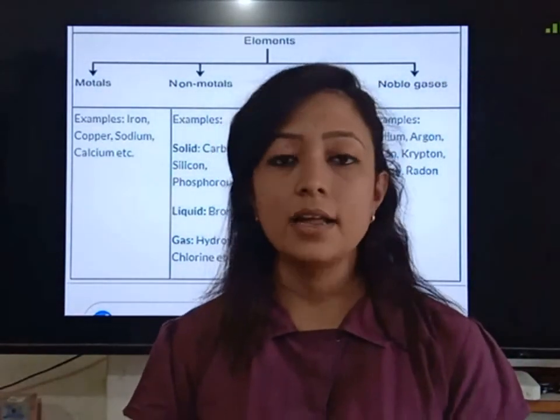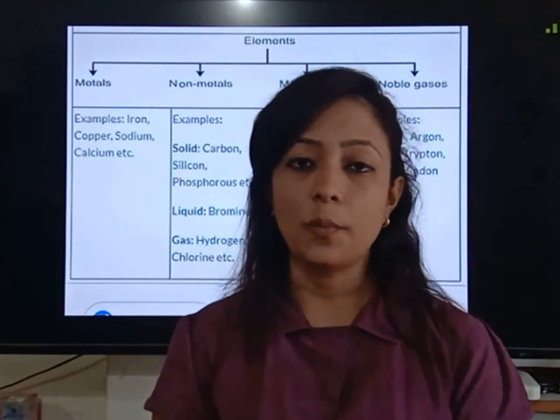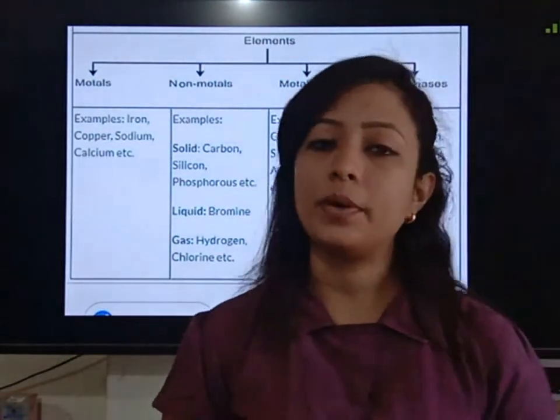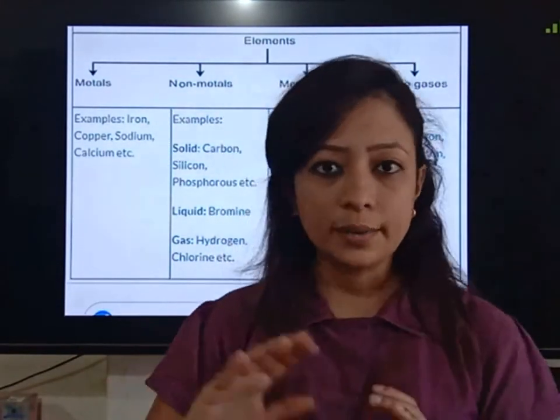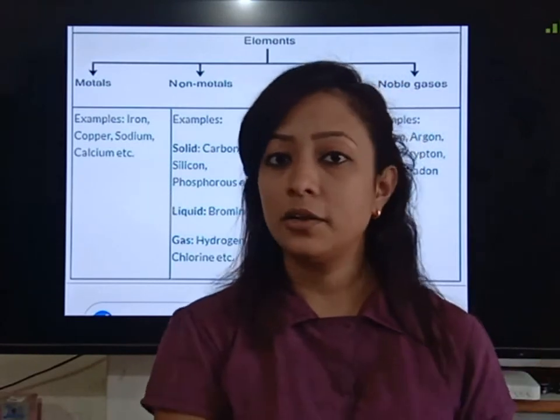That's why it is said that the metalloid shows some properties of metal and some properties of non-metal. So they are not completely metal and they are not completely non-metal.